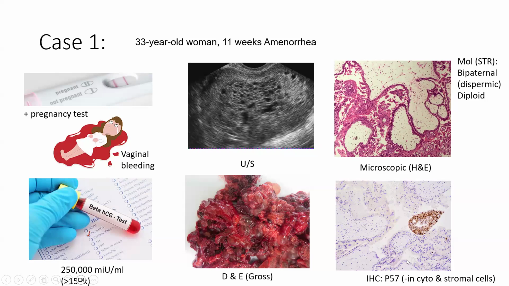Then we had a new kit of P57 immunohistochemistry. We thought, why don't we try it? So we stained the slide, and we had actually negative P57 in the cytotrophoblasts and in the stromal cells, except for the positive internal control. Somebody from the molecular department was passing and suggested, why don't we do short tandem repeats sequencing? We said, okay. So we had a paternal dispermic diploid.